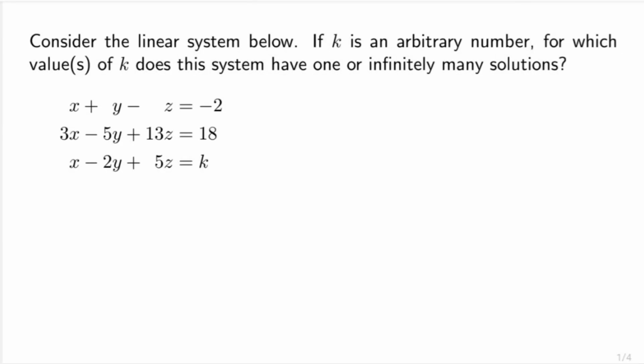The question before us says, consider the linear system below. If k is an arbitrary number, for which values of k does the system have one or infinitely many solutions? So we have a system of linear equations in three unknowns, and we have this interesting value k, and we are told that it's an arbitrary number. And so it can take on any value.